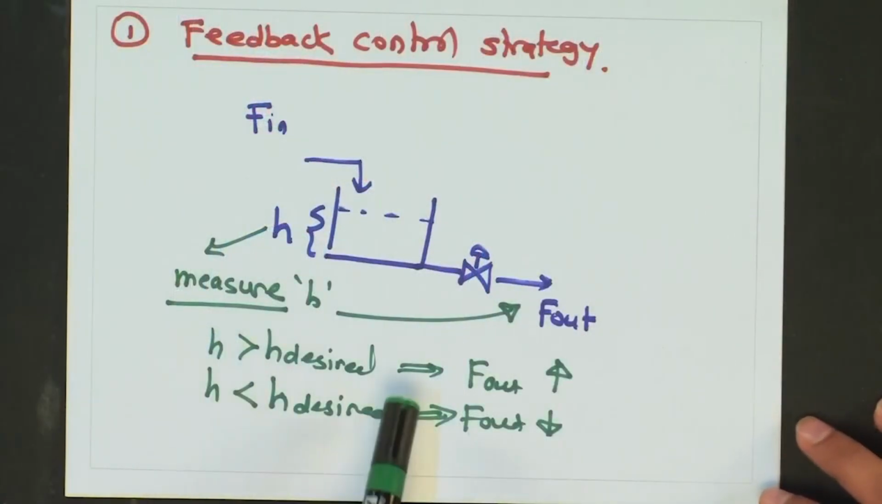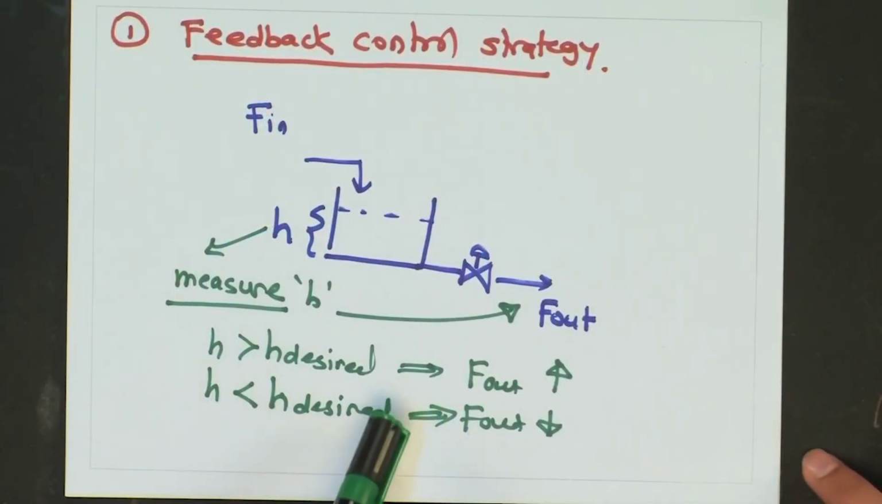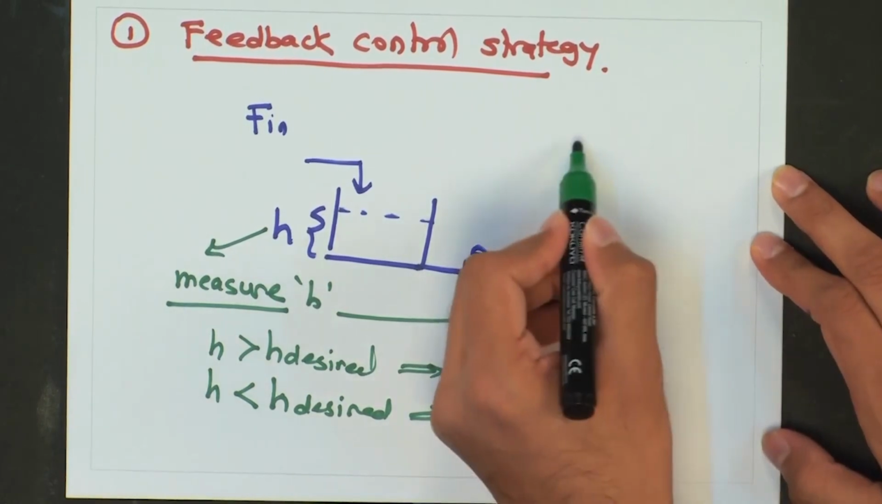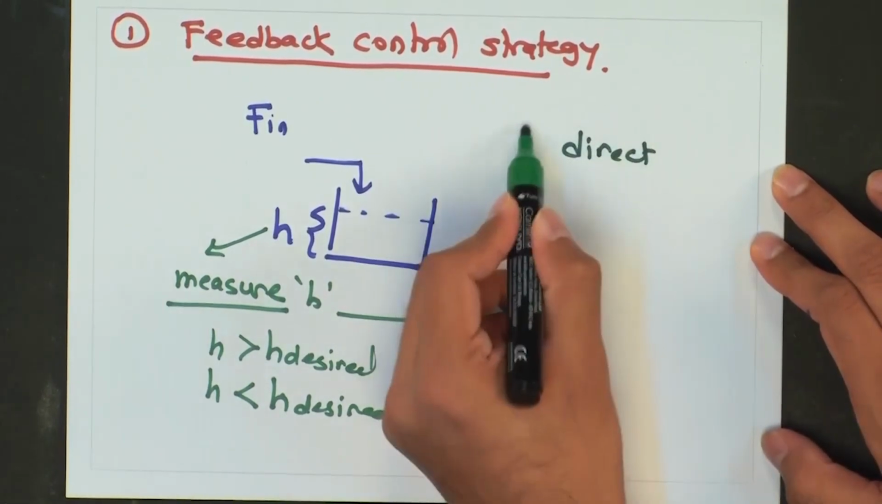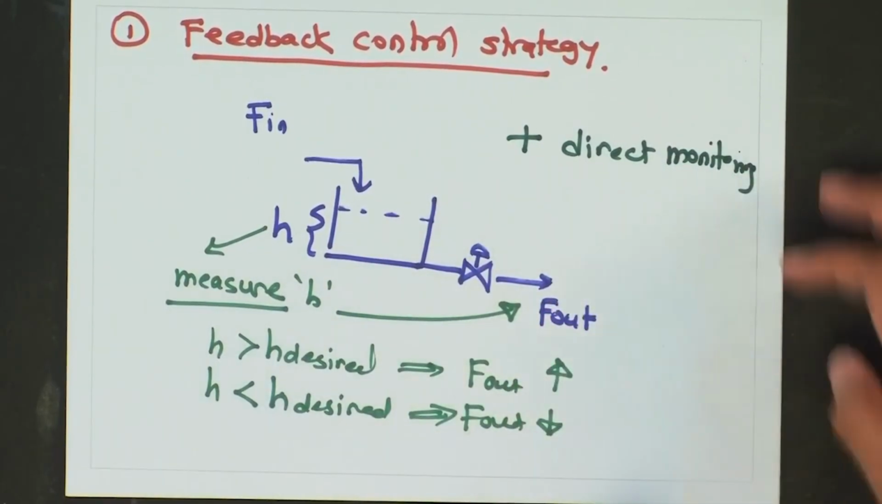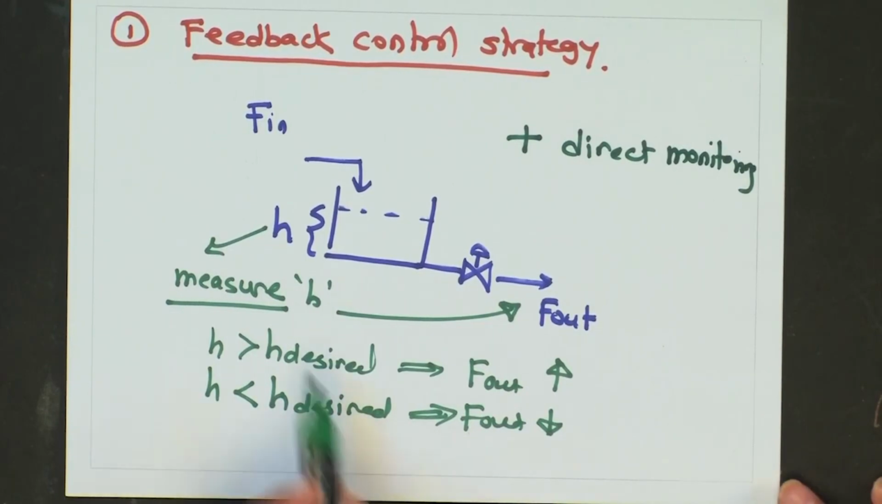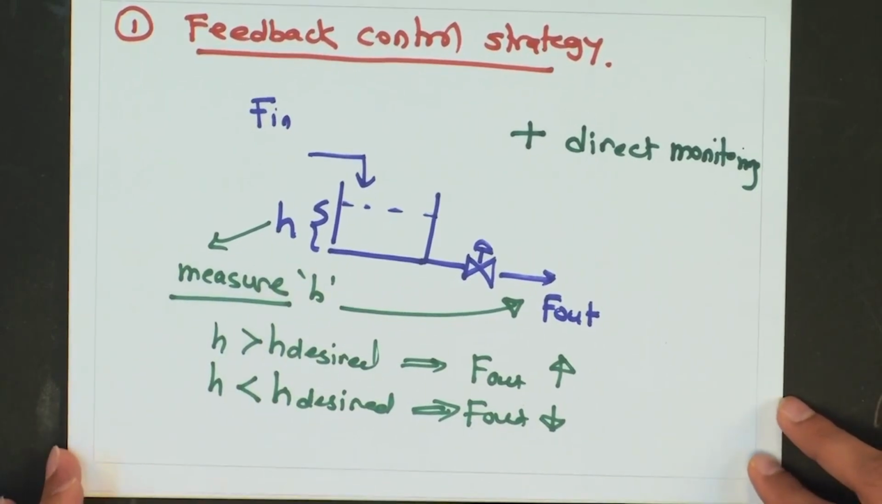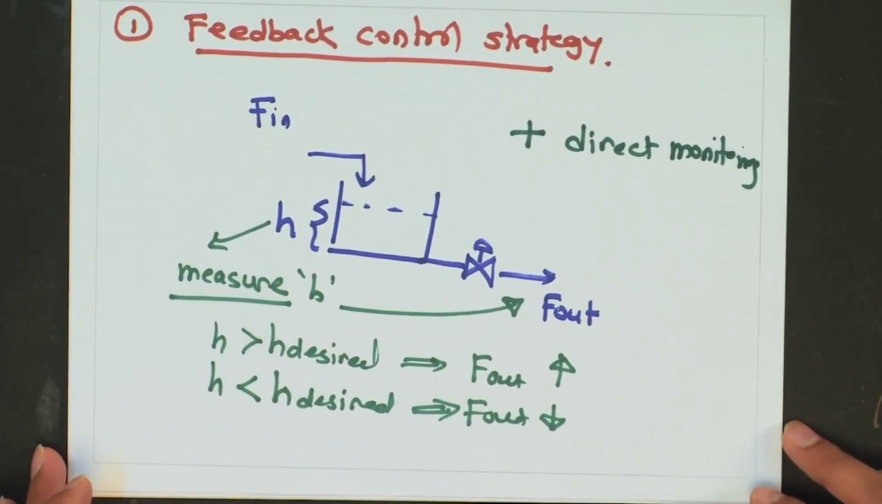We said that in the feedback control strategy, we measure the controlled variable and take an action based on the feedback coming from the system. So, the main advantage of a feedback control strategy is that you have direct monitoring of the controlled variable. So, you will always have the value of the controlled variable, and you would know whether it is getting controlled or not.